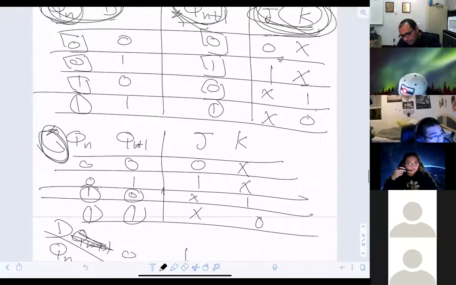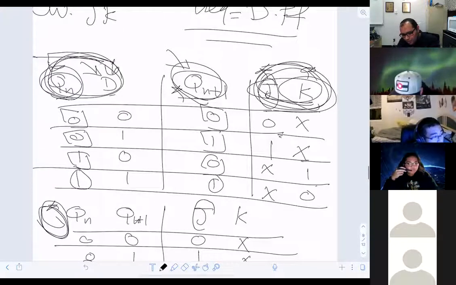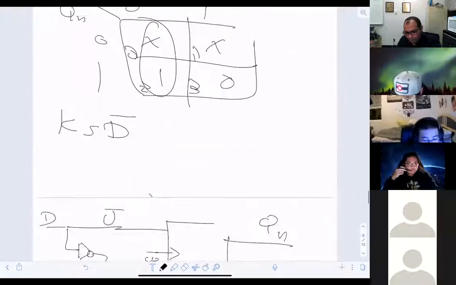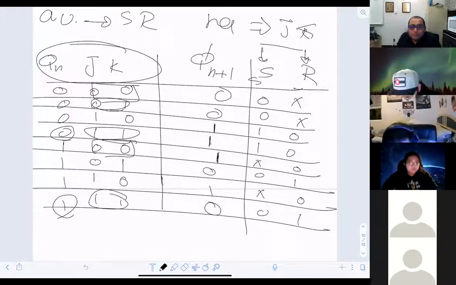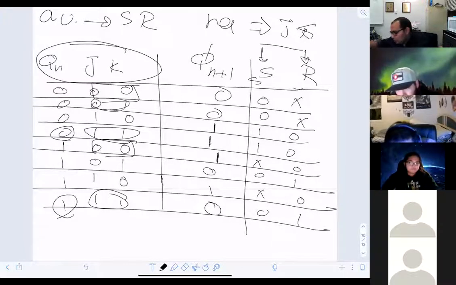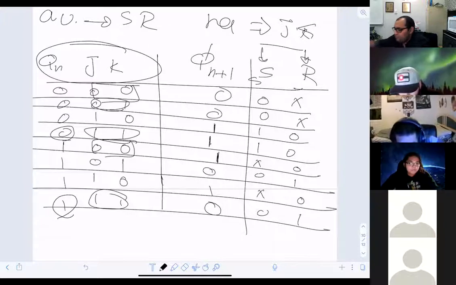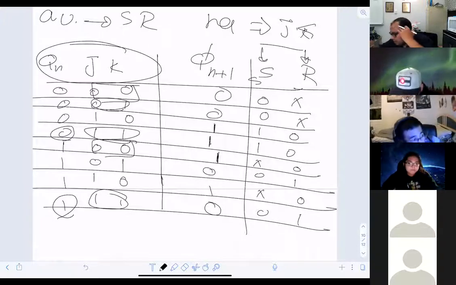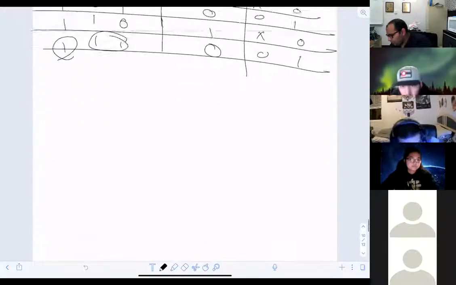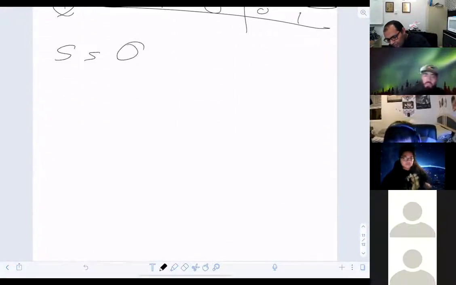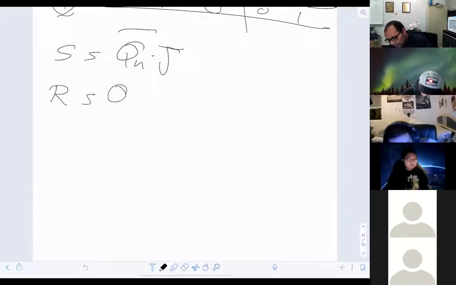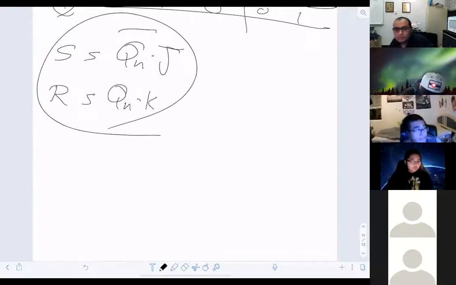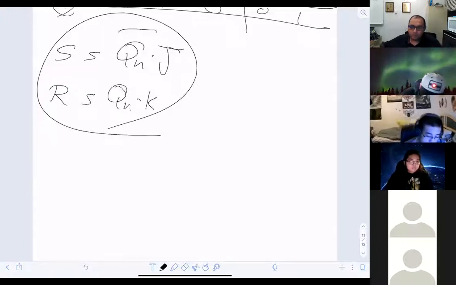Look, J as a function of the Qn and D, K as a function of the Qn and D. For this one it is different, right? Because I have three inputs here. It's Qn and J and K. So you're going to do the same thing, right? So I can just give you the equation directly. And from there, I can come and say, boom, boom, boom. S is a function of Qn and J. R is a function of Qn and K. Something like that, and you will make your implementation and move forward.